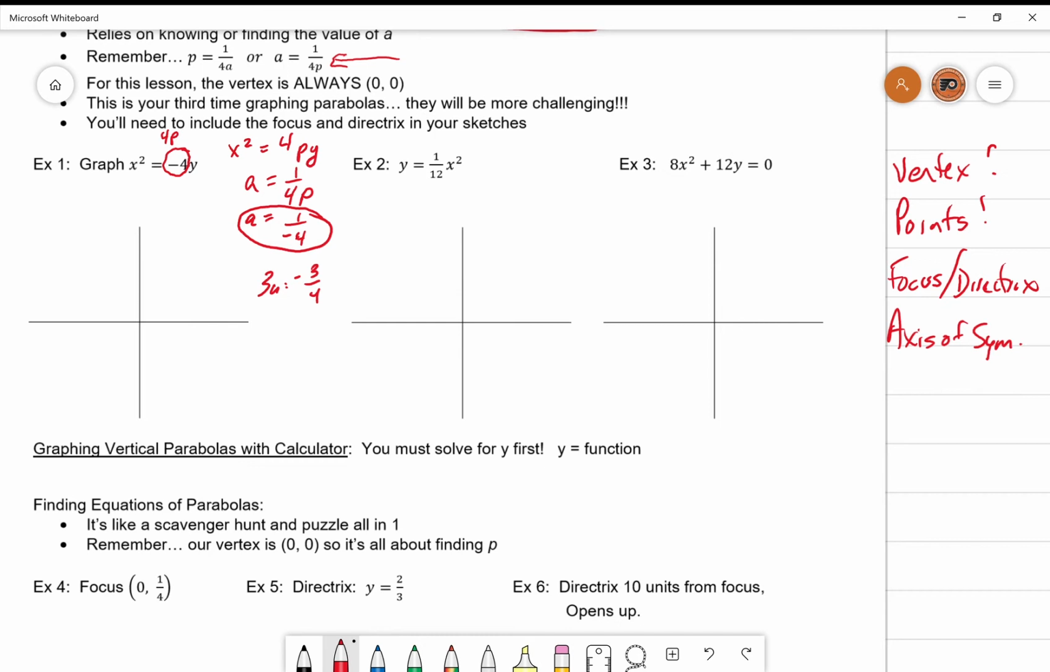The next thing we need is p. And to find p, we know that 4p was negative 4, so I divide by 4, and p is equal to negative 1. We now have everything we need to graph, and it only took me probably about 10 seconds if I wasn't talking. All right, our vertex, 0, 0.